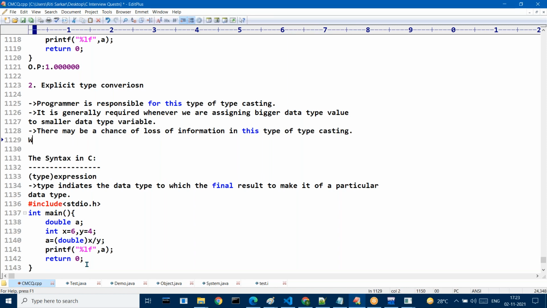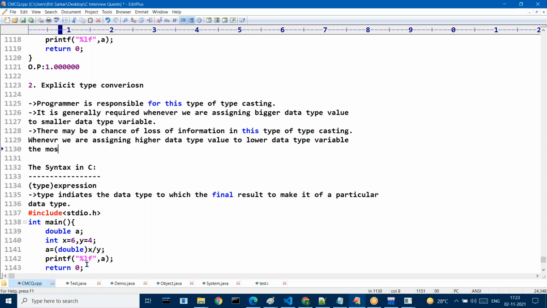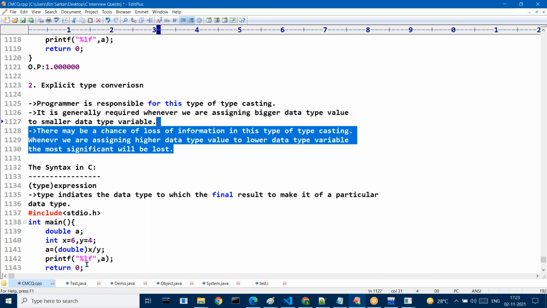So whenever we are assigning a higher data type value to a lower data type variable, the most significant bit will be lost. The most significant bit will be lost.